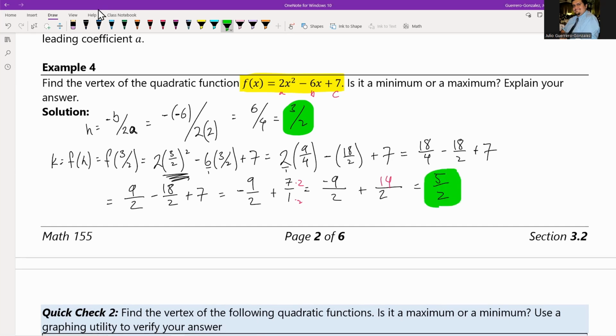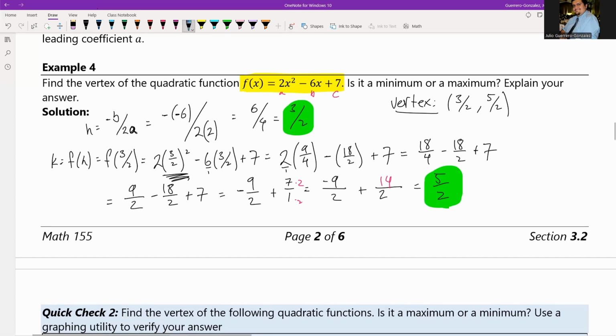And we are done. Now, what we have here now is a vertex. We have the calculations for the vertex. The h is going to be 3 over 2, comma, the y being 5 over 2. Okay. Now, the question is this a minimum or a maximum?